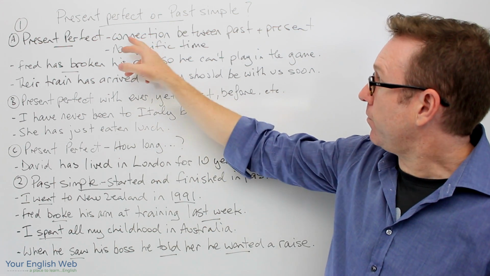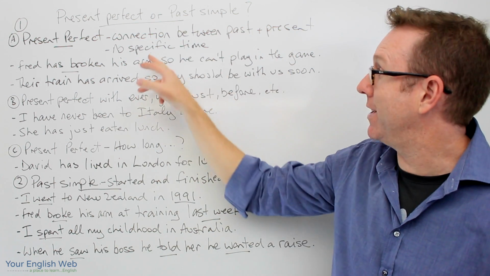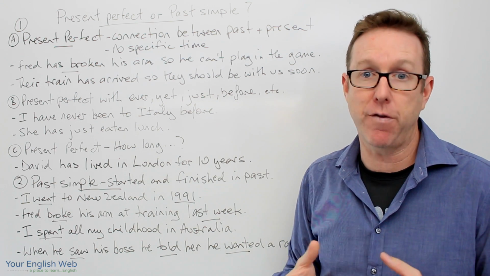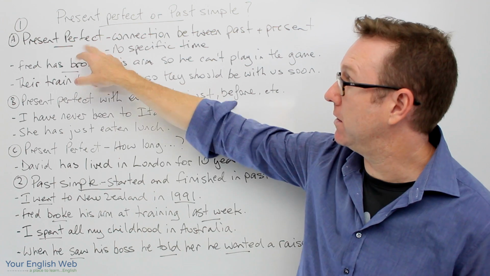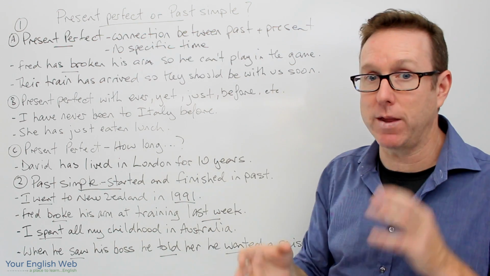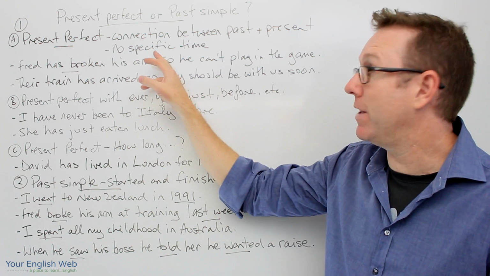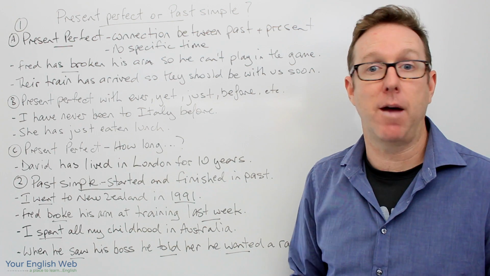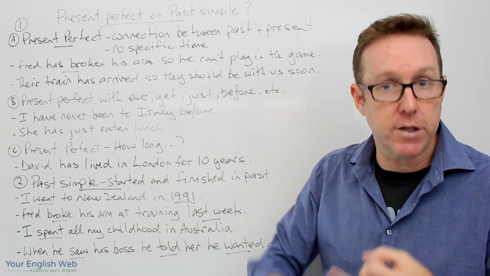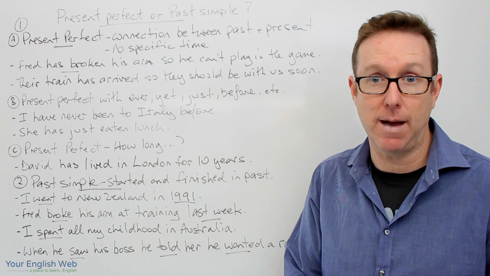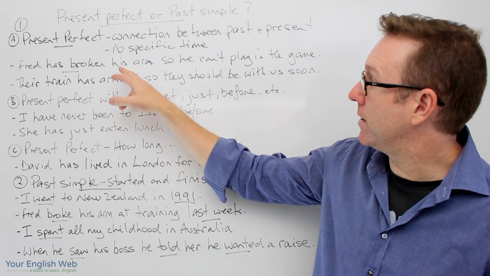So the connection between the past and the present, and also when there's no specific time reference given, we normally tend to use the present perfect tense, okay? So remember, connection between the past and the present, and when there's no specific time reference. And by that I mean yesterday, this morning, last month, in 1992, for example. Now, let's have a look at these two examples here.